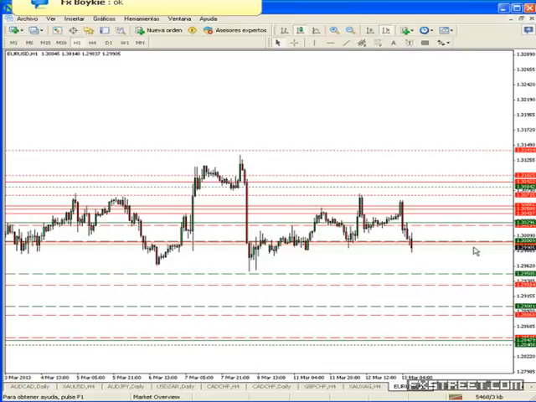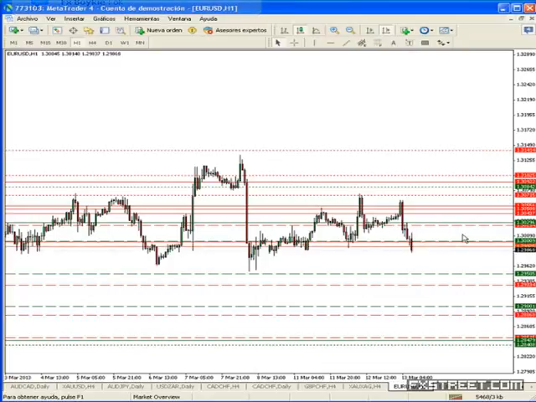Here, what I've introduced is on a 1 hour price chart, euro-dollar.